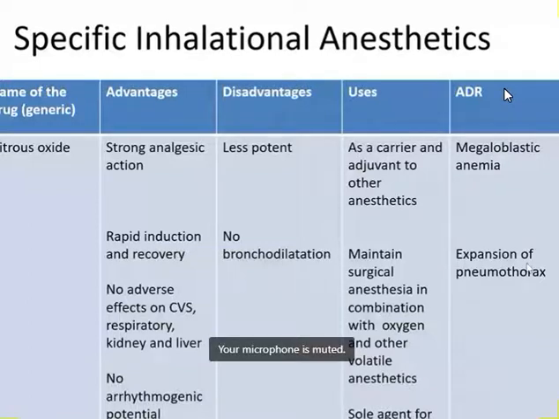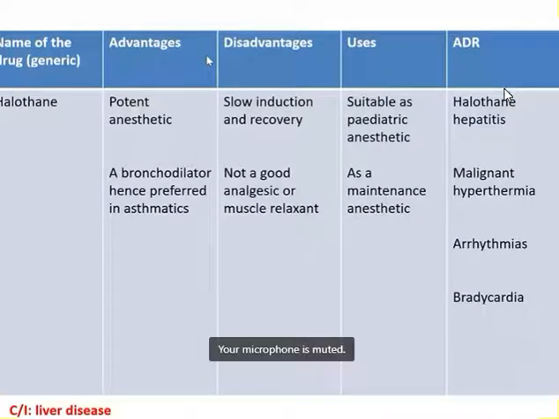So next drug is your halothane, which is a potent anesthetic. Potent anesthetic means there will be lesser concentration required to produce the same effect as that of the other inhalational agents. Compared to nitrous oxide, these are bronchodilatory in nature, so they can be preferred in patients who are asthmatics. But the disadvantage with halothane is that they show slow induction and recovery. Again, this is because of their blood gas partition coefficient ratio, which is high.